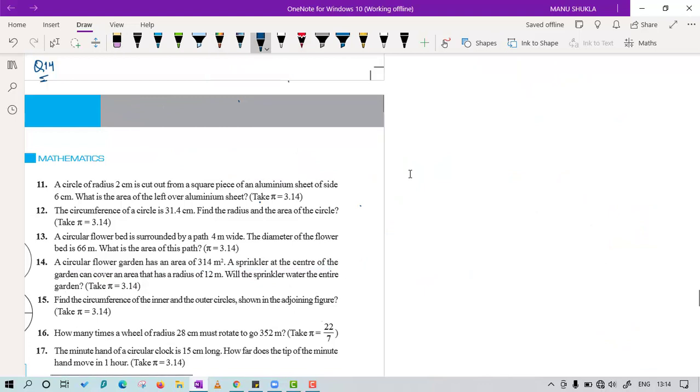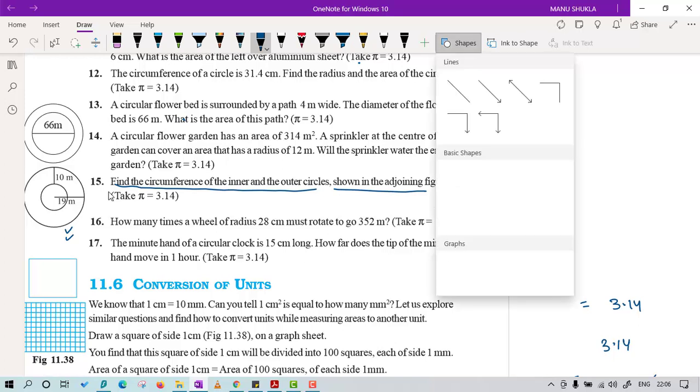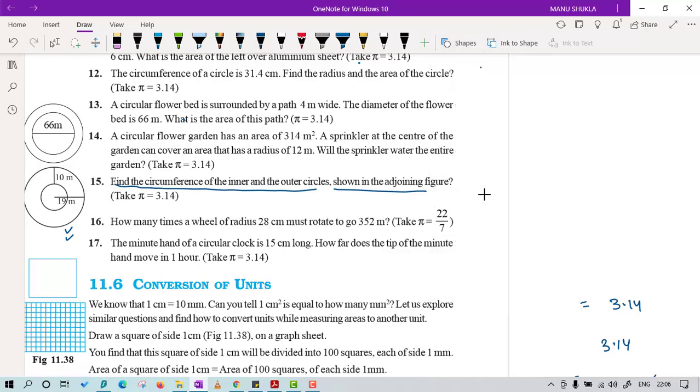Now the next question. Question number 15. Find the circumference of the inner and outer circles shown in the adjoining figure. So we have this figure. Let's try to make a new figure with some larger view so that you can understand easily what they are trying to say. So suppose this is the larger circle and this is the smaller circle like this.